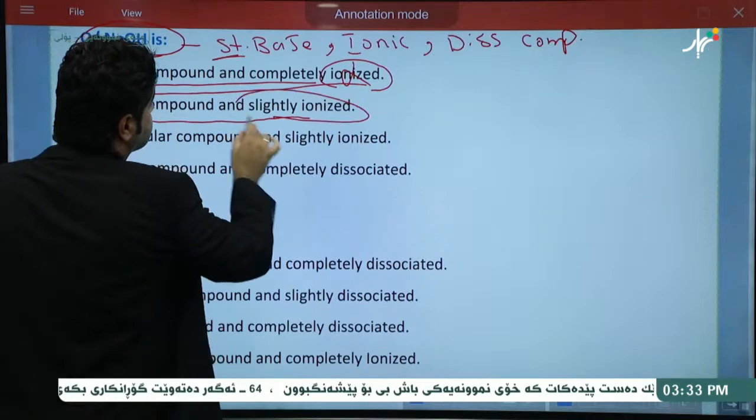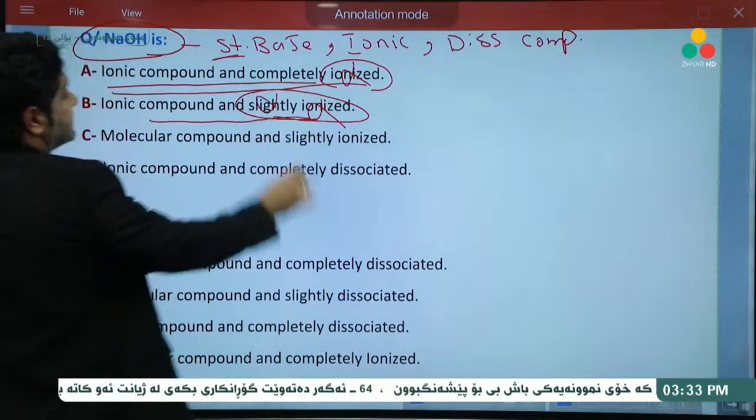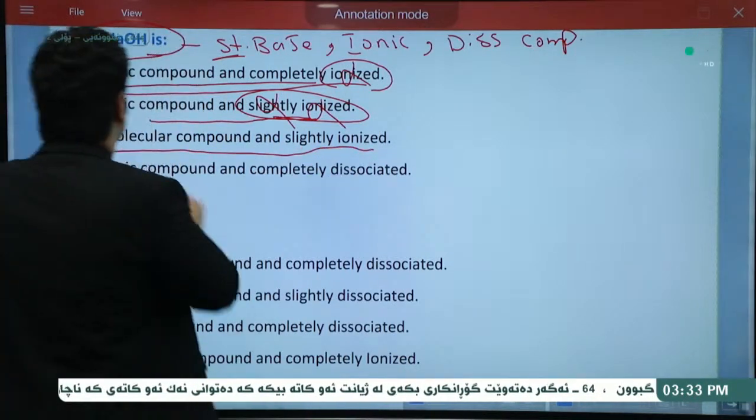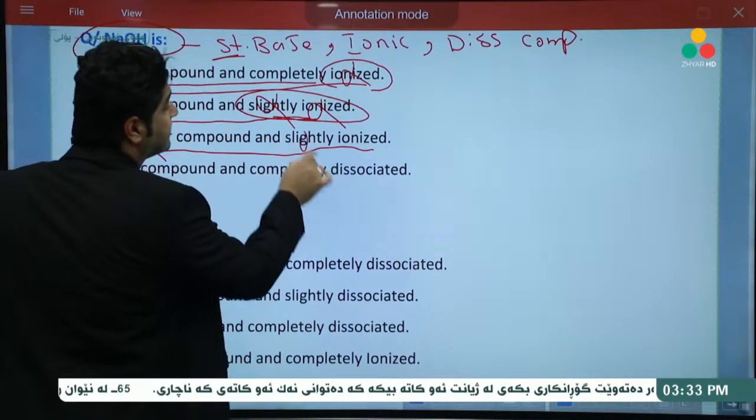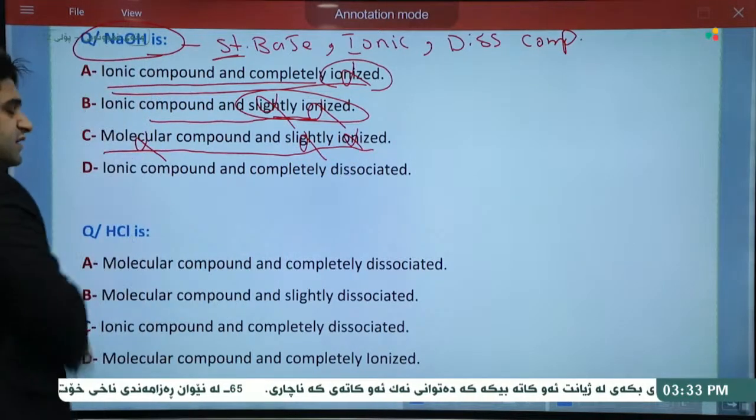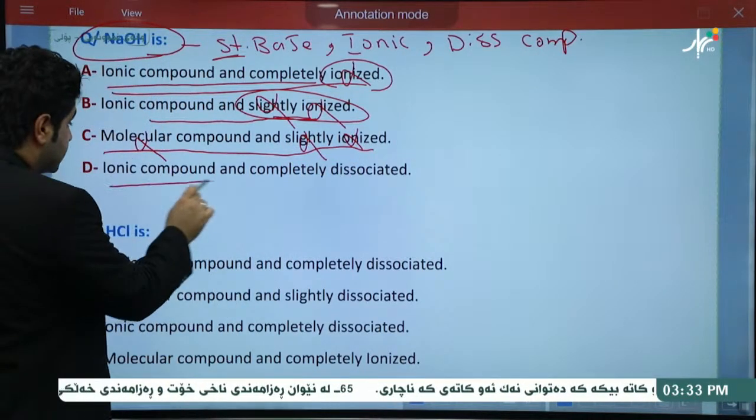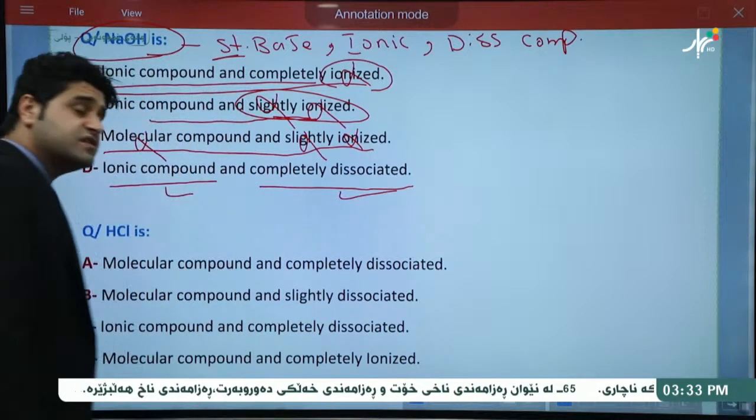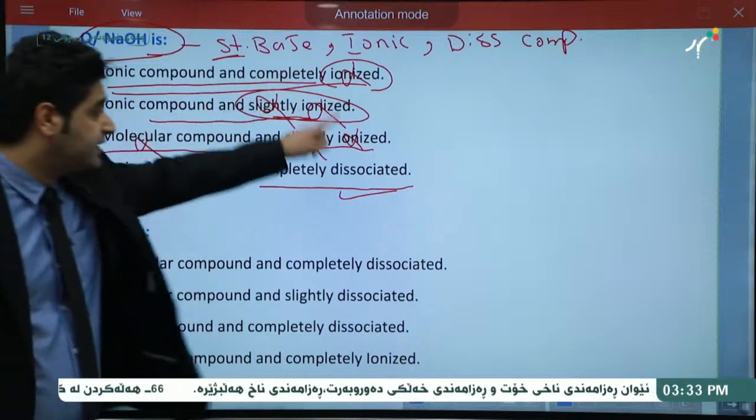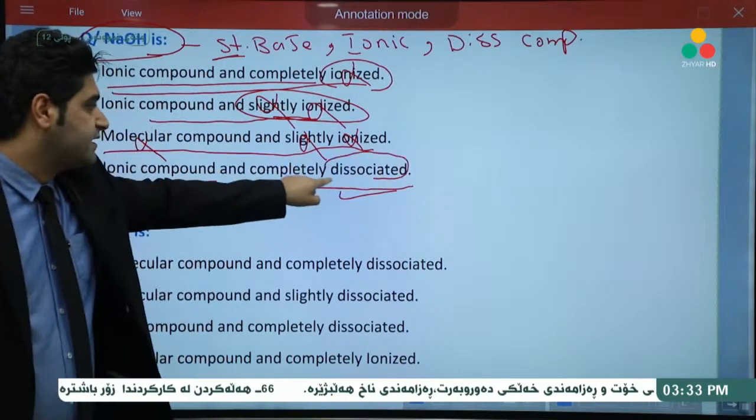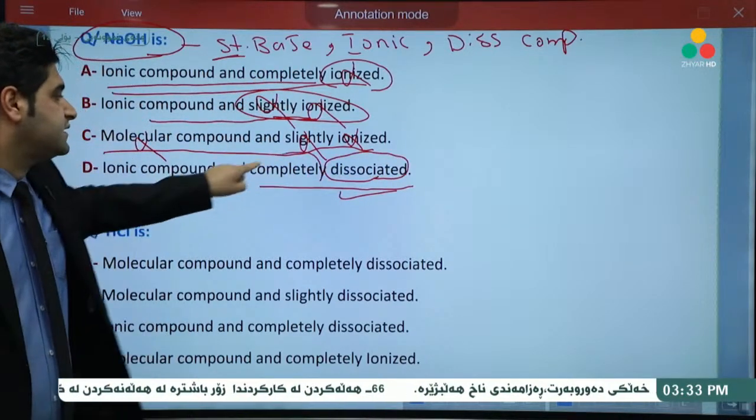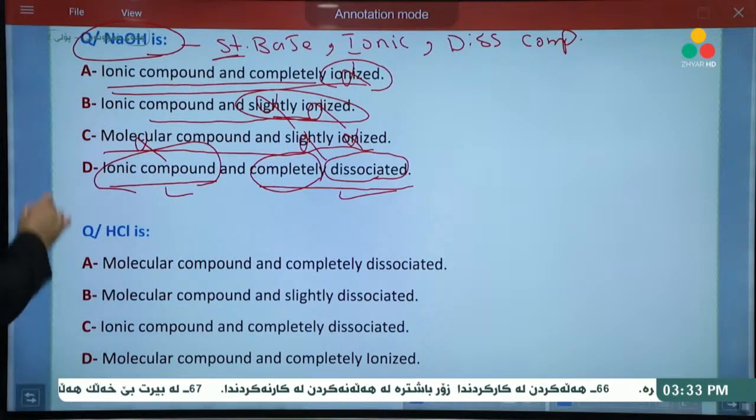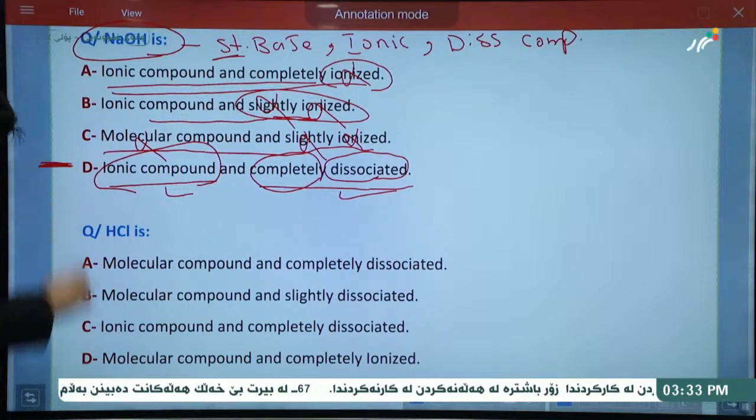No, this is not correct. Molecular compound and slightly ionized? No, it's not a molecular compound. It's not slightly, it's not ionized. It's totally wrong. Ionic compound, it's correct. Completely dissociated, yes, because it's strong and it's ionic, it will dissociate. It is strong, it will completely dissociate. It's an ionic compound. So the right answer is D.